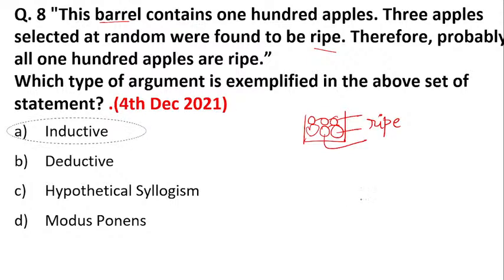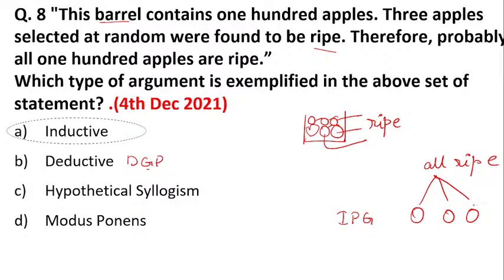Whenever you hear the word inductive, remember IPG, from particular to general. You saw 1 apple, 2 apples, 3 apples, and on the basis of 3 apples, you are saying that all the apples are ripe. So this is a type of inductive argument, students, where we are going from particular to general. Deductive is DGP, from general to particular, but inductive is from particular to general.